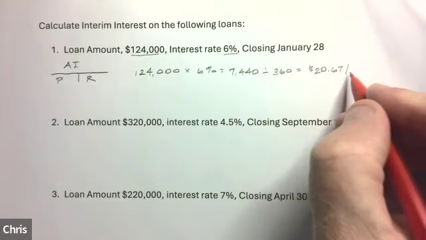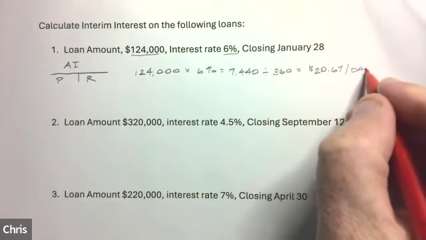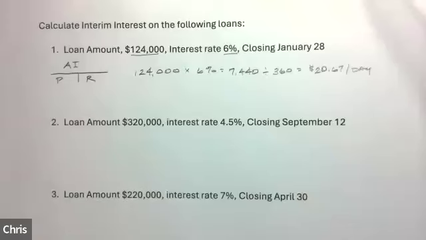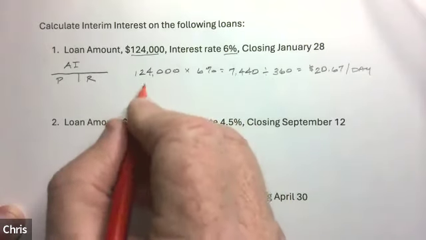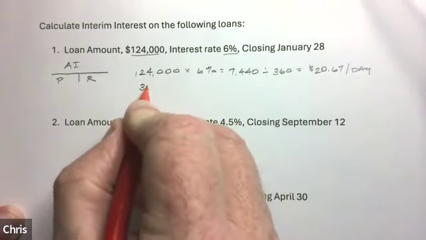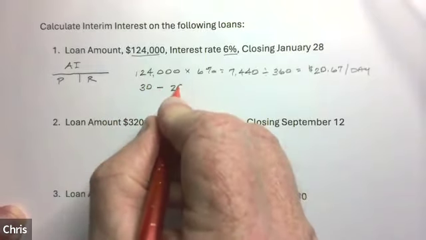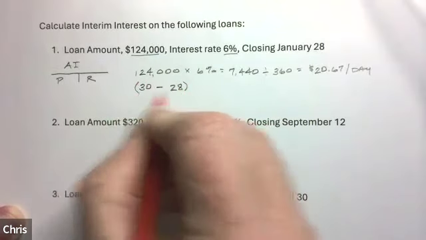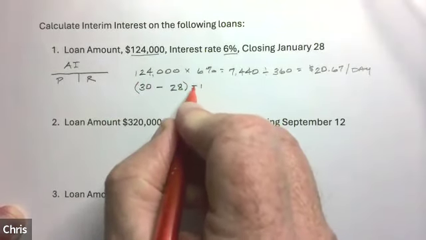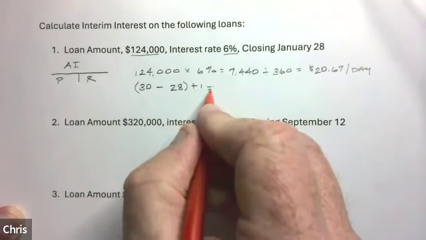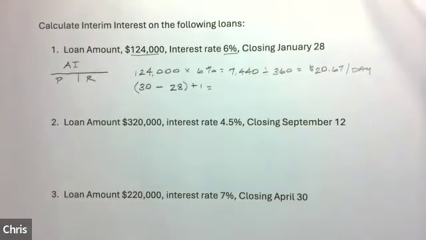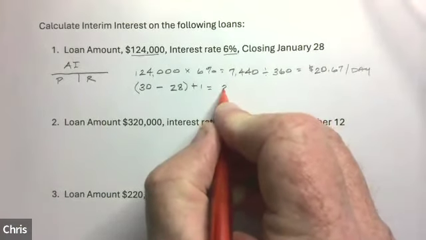Might be a rounding issue there. This is the number that I'm using. Okay, now I know how much it is per day, so I need to figure out how many days the buyer is going to be responsible for. Well, let me remind you, in interim interest, 30, because there's 30 days in a month, minus the day of closing, in this case, the 28th, plus 1, because we add in the day of closing. This is one of the few times when the buyer is responsible for the closing date. So 30 minus 28 is 2 plus 1 is 3 days.